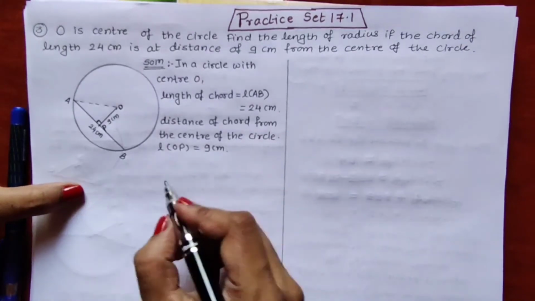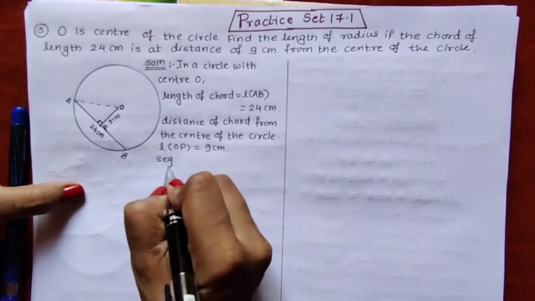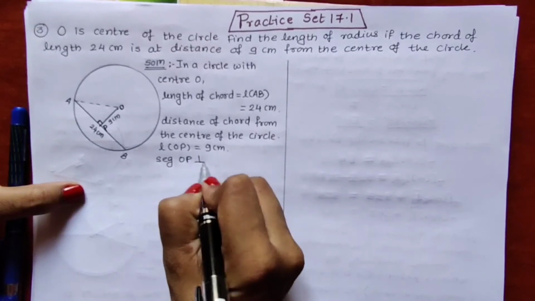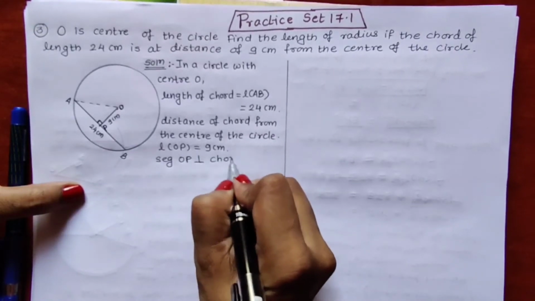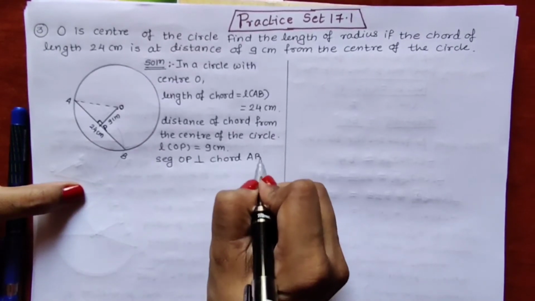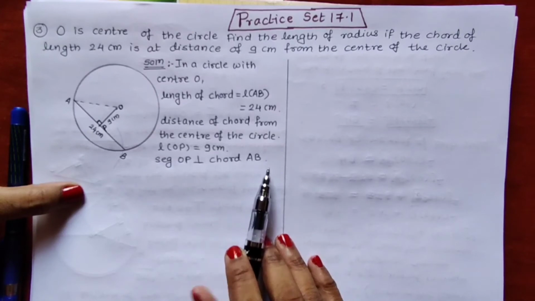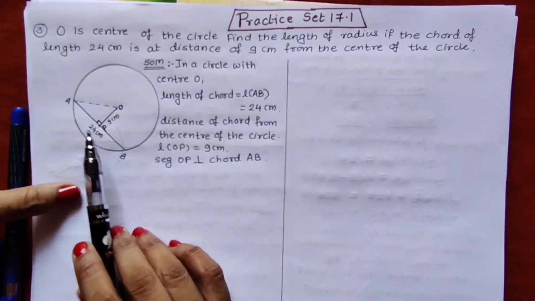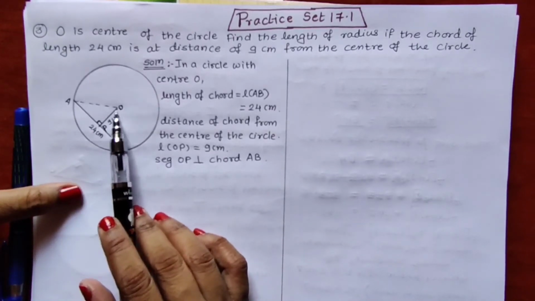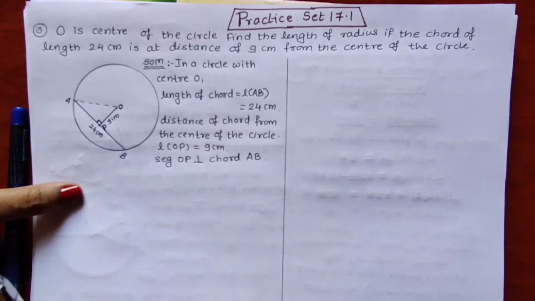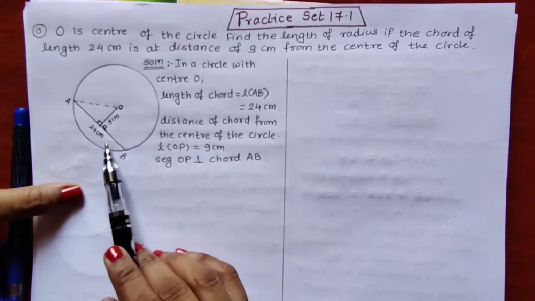So we write here: segment OP is perpendicular to chord AB. Okay, so this is given to us. Now, as segment OP is perpendicular to chord AB, we can apply the property that the perpendicular drawn from the center of the circle bisects the chord. So the chord is divided into two equal parts.